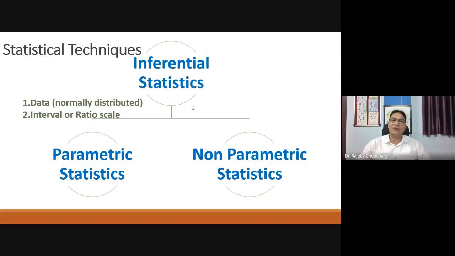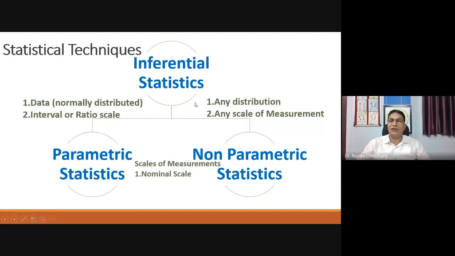I will not discuss that in detail. I will only discuss the application of different techniques which come under both categories, parametric as well as non-parametric. Non-parametric statistics can be applied to any type of distribution, maybe normal, maybe non-normal, and to any scale of measurement. Ladies and gentlemen, there are four scales of measurement. The first one is the nominal scale. Nominal scale means when we collect data in frequencies or counts, in a discrete series, in whole numbers, that comes under the category of nominal scale.